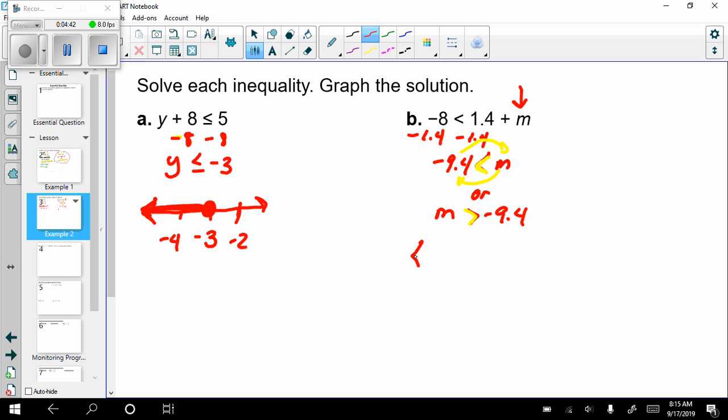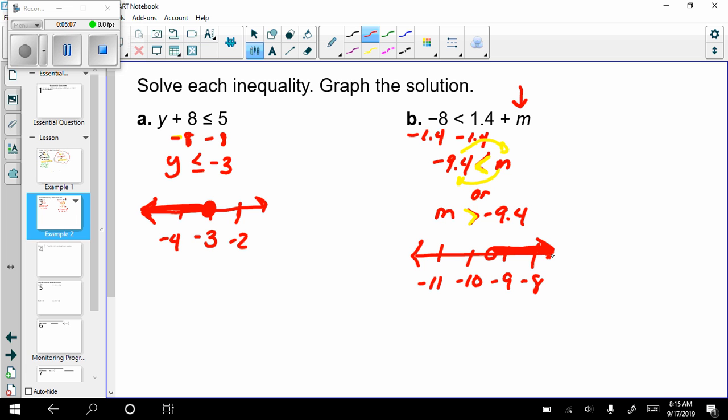So this is going to be our number line. I'm going to put -11, -10, -9, and then -8 on this number line. -9.4 is probably going to be right about here. Now this time it is an open circle, and we want everything that is greater than -9.4. So we're going to the right.